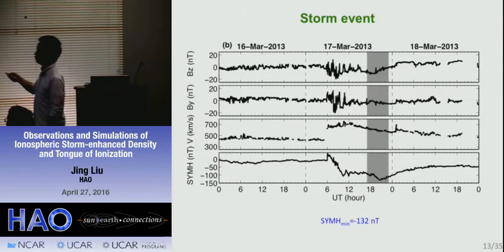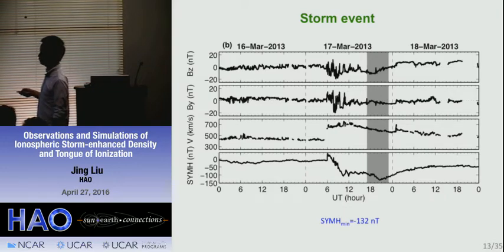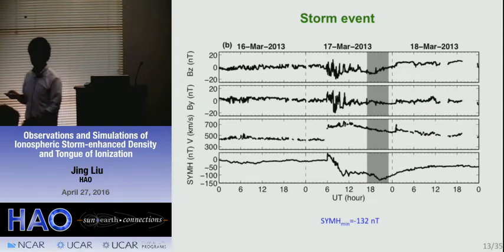The storm we chose is March 17th, 2013. This is a relatively moderate geomagnetic storm. The Sym-H index is about minus 132 nT. The shaded area belongs to the interval when the SED occurred.